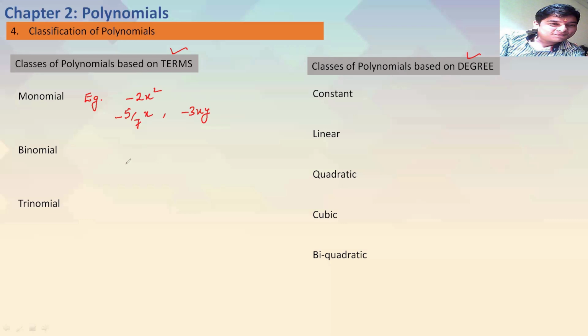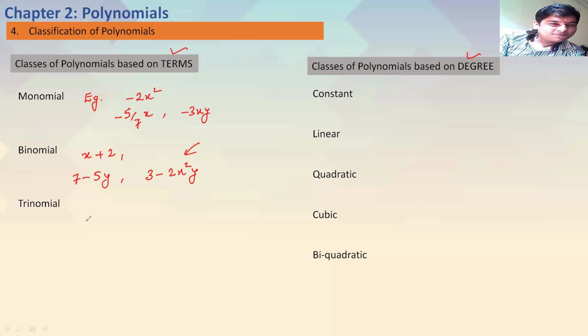Binomial. Bi means two, so two terms. For instance, x plus 2, or 7 minus 5y, or 3 minus 2x squared y. All of these are binomials. Here we have two variables, and in the others, we have one variable only.